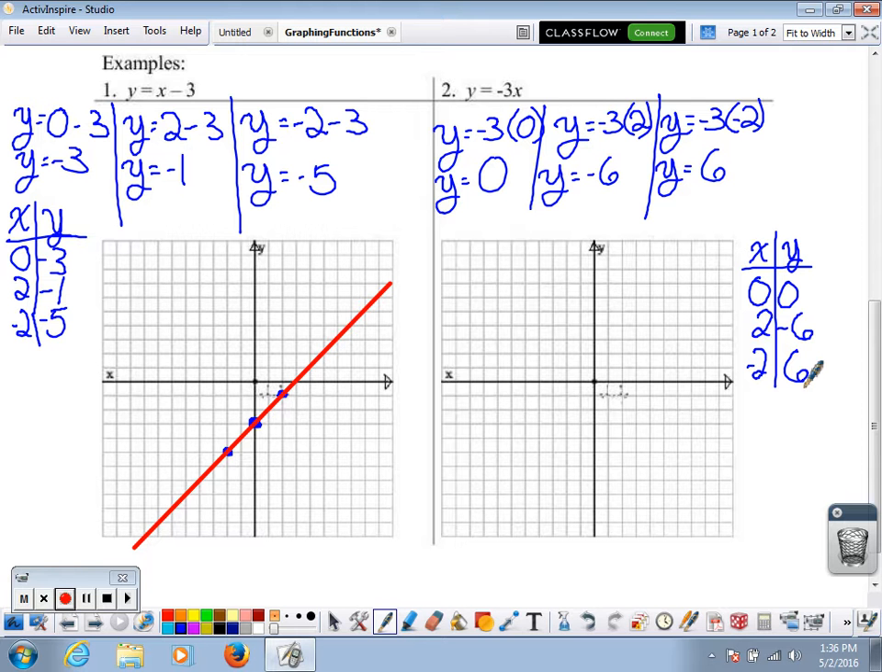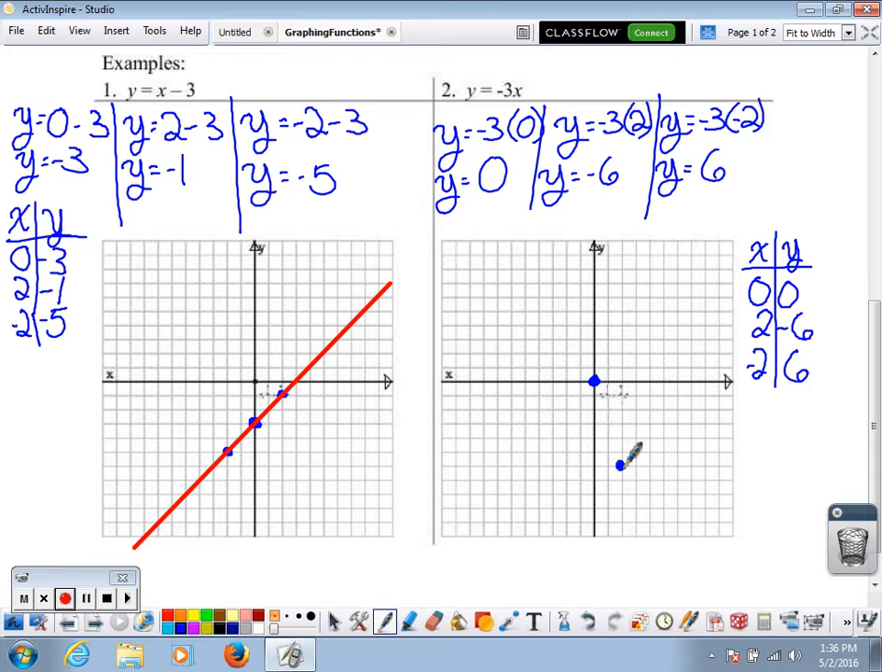Well, 0, 0. Jess, where does 0, 0 go? Right smack dab in the middle. Not left, not right, not up, not down. Just right there in the middle. Okay, Gracie, what about 2, negative 6? Oh, I thought you were going the way you're pointing. 2 to the right, because it's positive. Very good. 2 to the right, and then down 3, 4, 5, 6.